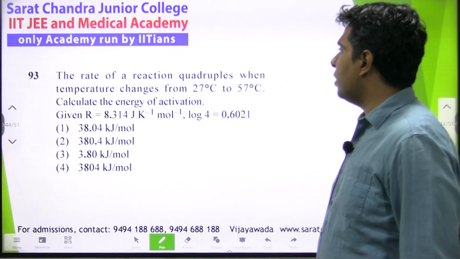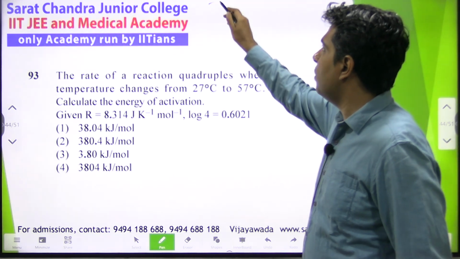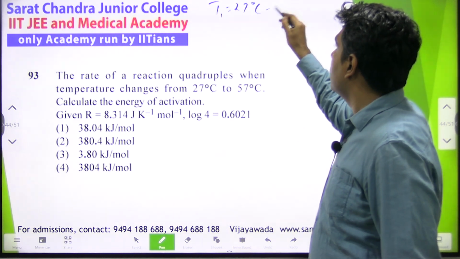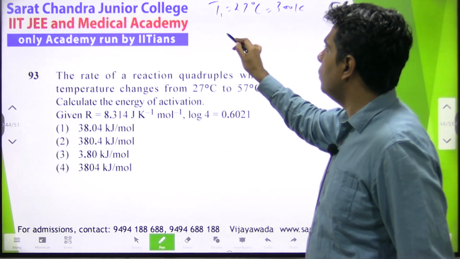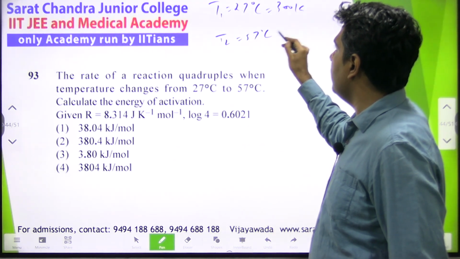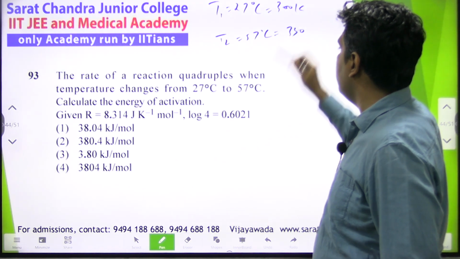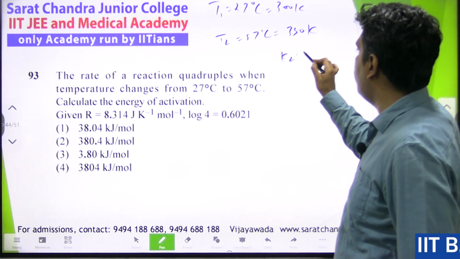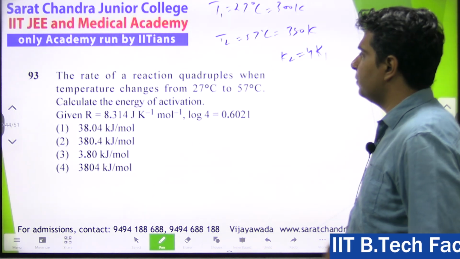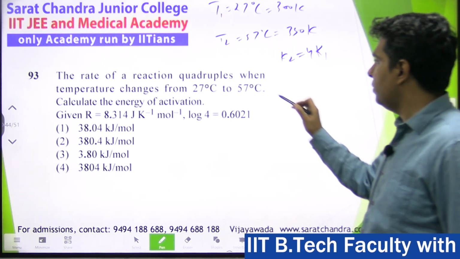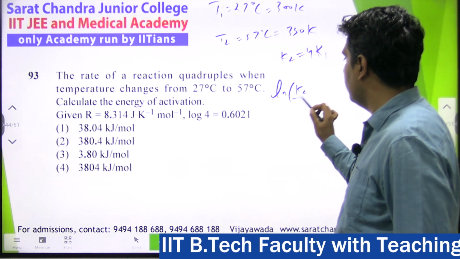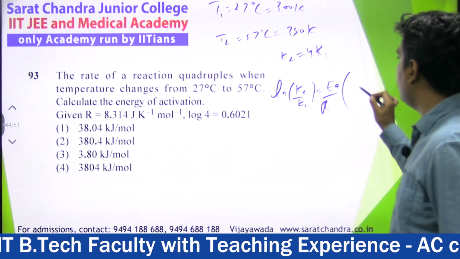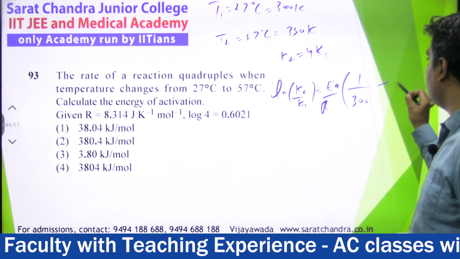Rate of a reaction quadruples when the temperature changes from 27 degrees Celsius, that is 300 Kelvin, to 57 degrees Celsius, that is 330 Kelvin. So rate of the reaction quadruples. So K2 will be 4 times that of K1. Activation energy we have to find out. So ln K2 by K1 will be Ea by R into (1 upon T1 minus 1 upon T2).